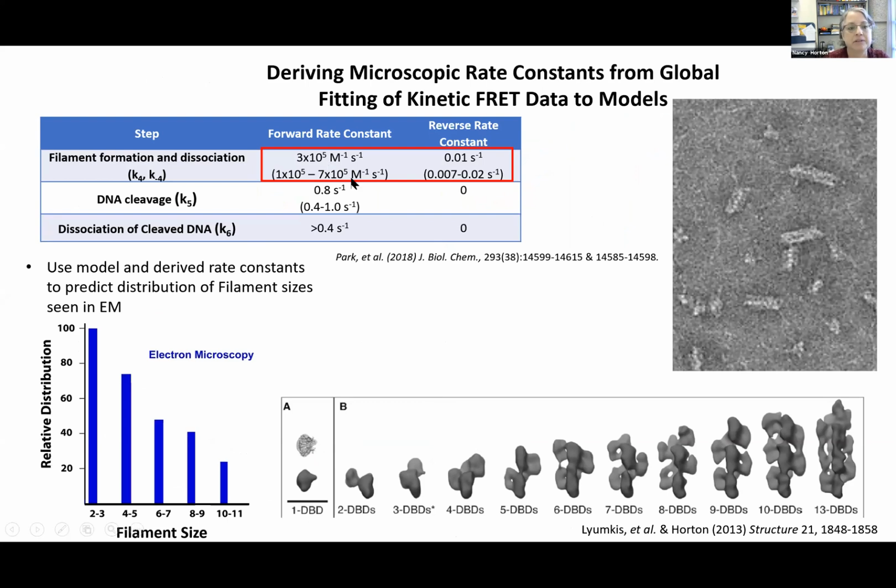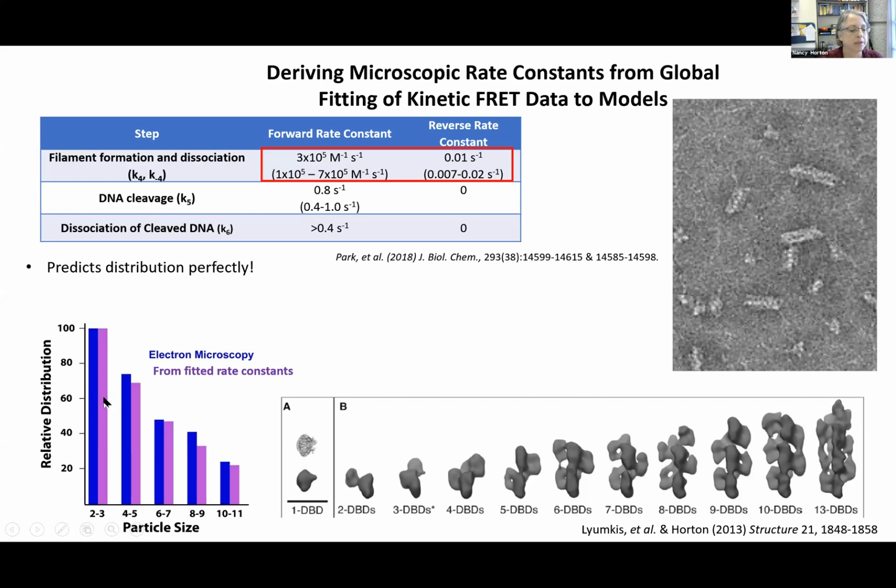So we used our computational model and these rate constants, and we tried to recapitulate the distribution of filament sizes that we saw in electron microscopy, which is shown here. This is the experimental data of the relative distribution of different sized filaments. We ran the simulation using the concentrations we used in the actual experiment, and we saw very good agreement in the distribution of filament sizes. So we felt that was a secondary way of validating these rate constants, or at least their ratio.